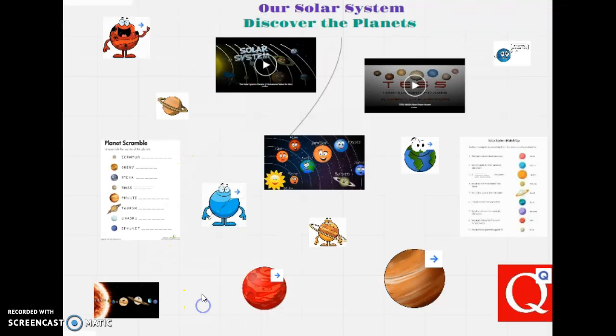I then have a few images. This one just reiterates the names of the planets and their placement, and this one is a blank photograph where I thought we could practice naming them and the ordering of them as well.